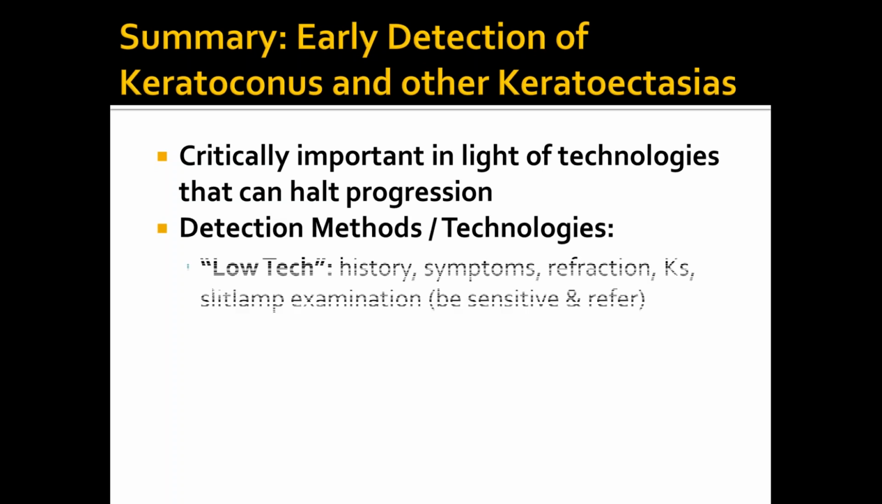The detection methods and technologies, yeah, we have low tech and we all use them in our practice. Listen, a good history and the symptoms, a very careful refraction, looking at differences between the two eyes that are not typical, especially in the astigmatic element. Yes, if we don't have other systems, looking at keratometric findings, and a very careful slit lamp.